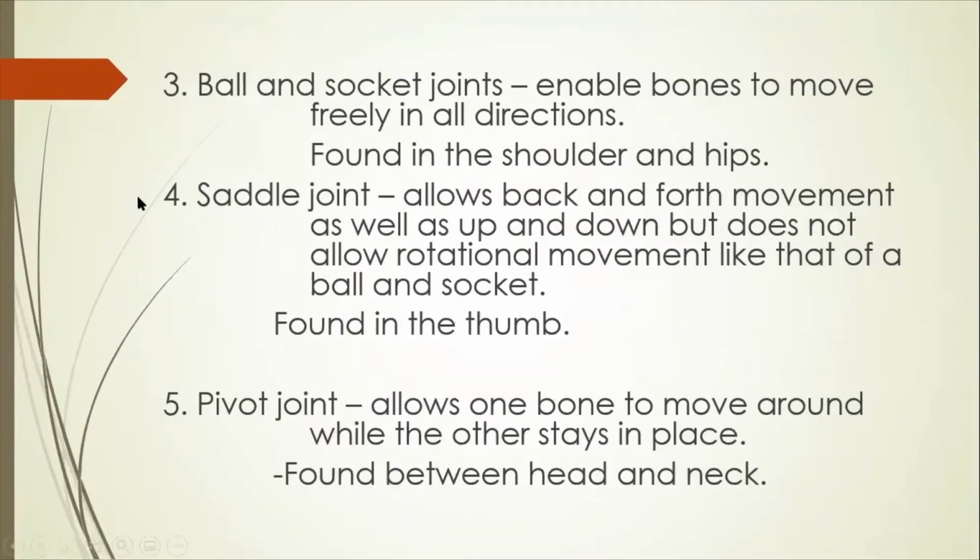Number 4 is the saddle joint. It allows back and forth movement as well as up and down, but does not allow rotational movement like that of the ball and socket. This is found in the thumb. The last one is the pivot joint. It allows one bone to move around while the other stays in place. This is found between the neck and head.